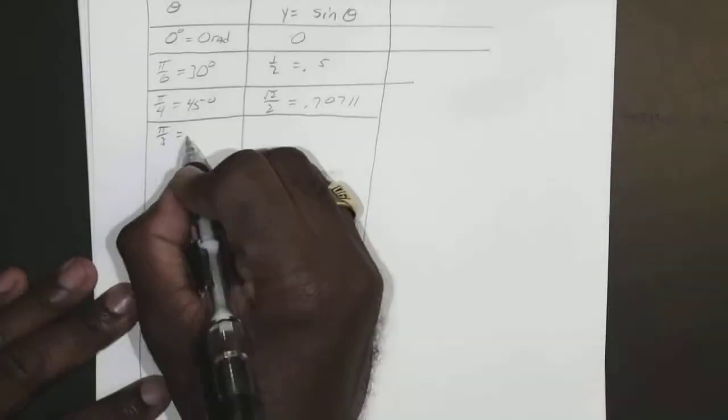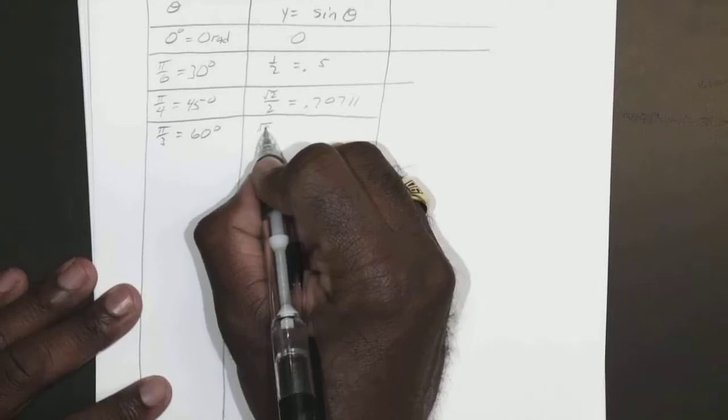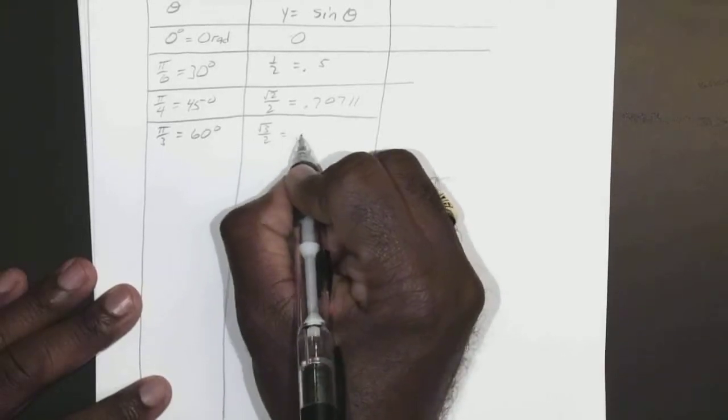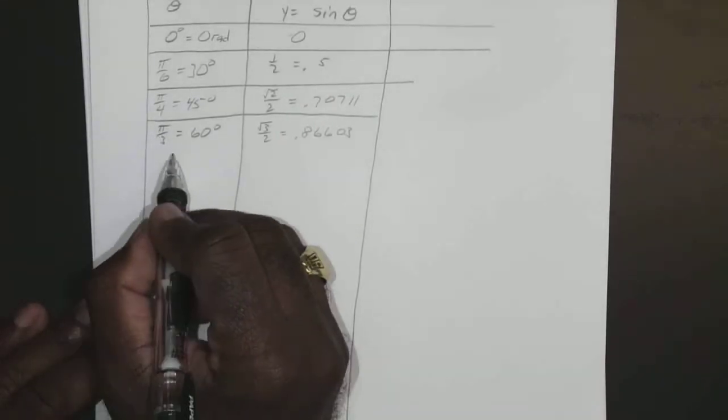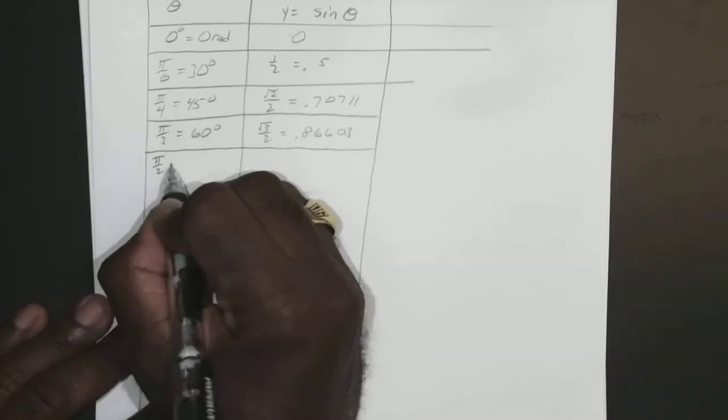Okay, so what if we plug in our pi over 3, which is 60 degrees? That would be our square root of 3 over 2, which equals 0.86603, and it keeps on going. Okay, so if we plug in our pi over 2, which is 90 degrees, remember our y value is equal to 1.